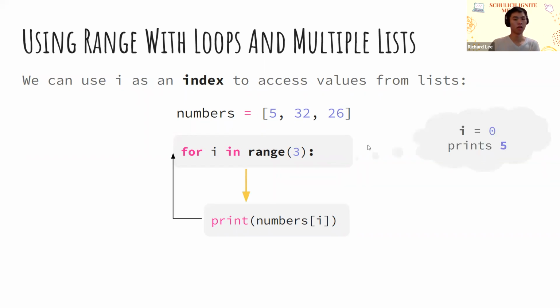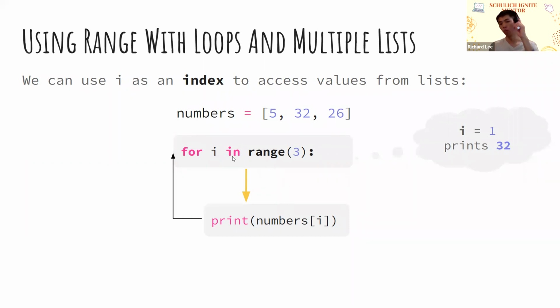Let's see what happens. First things first, we're going to print out the number inside here. So we're going to print numbers of i. What is i? i is going to be the first value inside the range, which is going to be 0. And that's going to look up here. Numbers of 0, the 0th index, is going to be the first number. That's going to be 5. Let's print out 5.